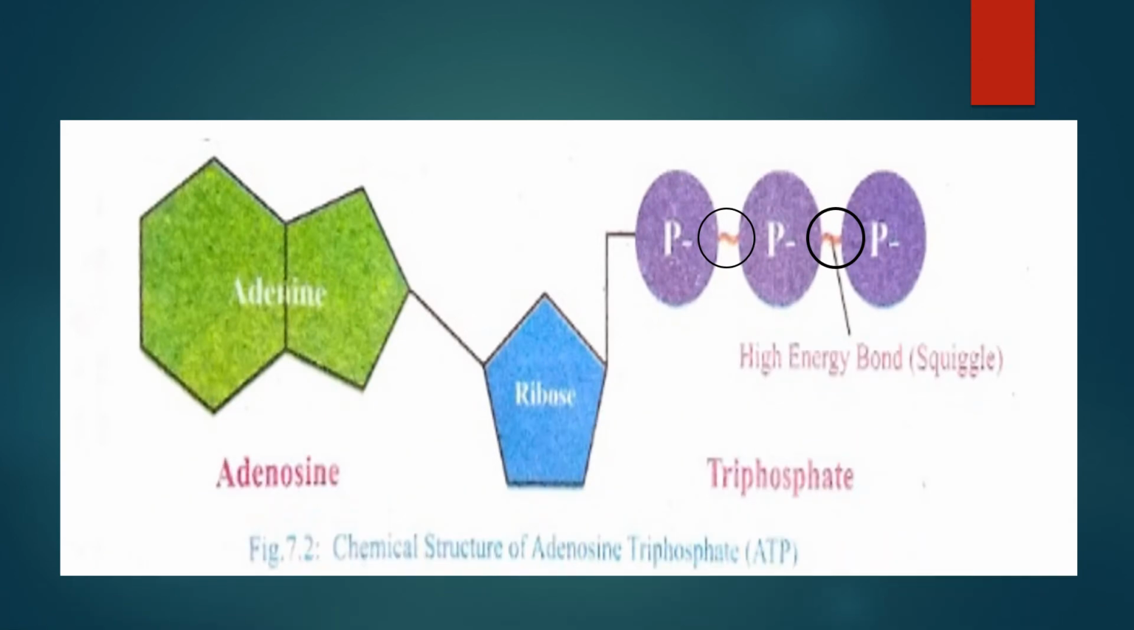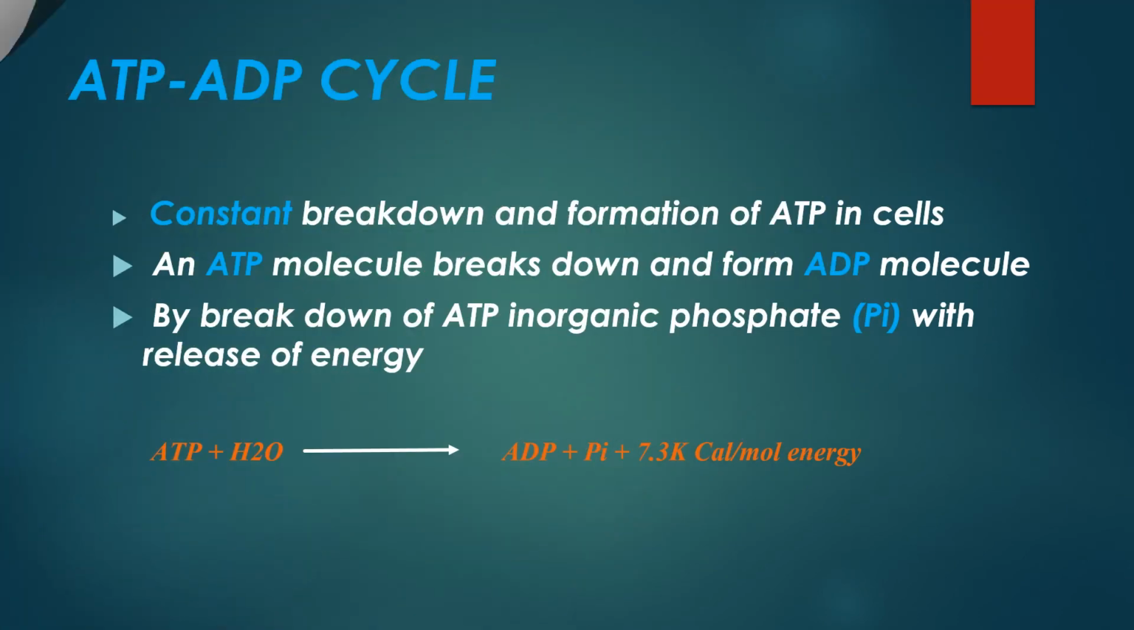Okay, here you can see the structure of ATP. There are 3 phosphates, 1, 2, 3, and between them there are two bonds. This is a high energy bond, the squiggle, and this is also a high energy bond. When an animal or a cell breaks down this bond, a phosphate is released by the breakdown of this high energy squiggle bond, so much energy is released, and that energy is used.